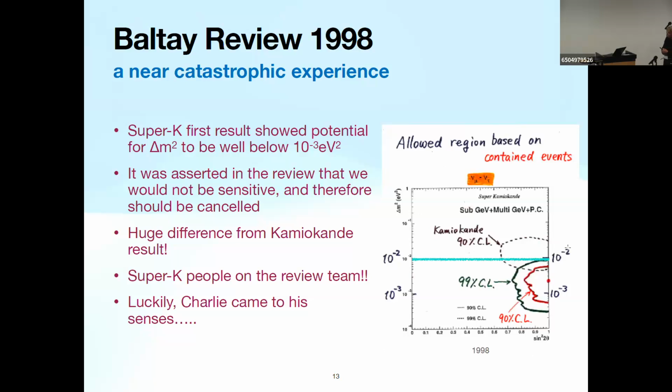So it was actually asserted in the review that we should be cancelled. And I remember that there were people from Super K on the review committee. And they were the ones who were arguing that we should be cancelled, pretty certain.